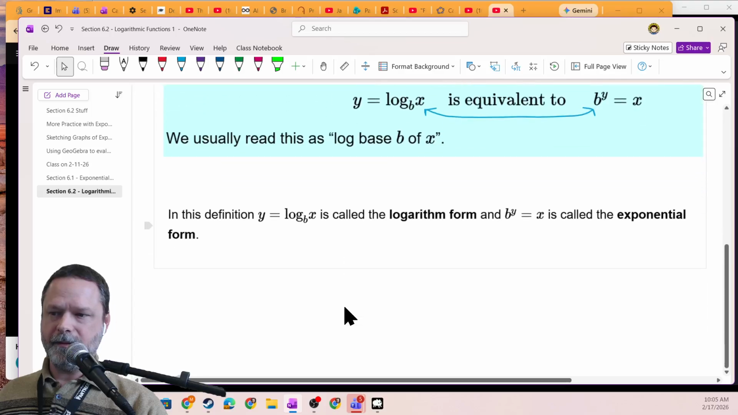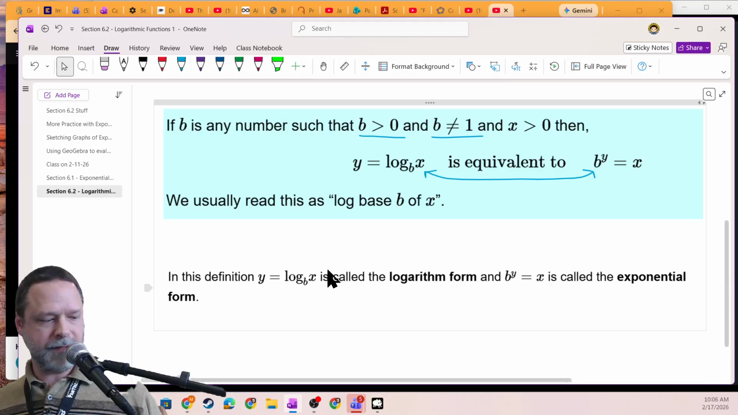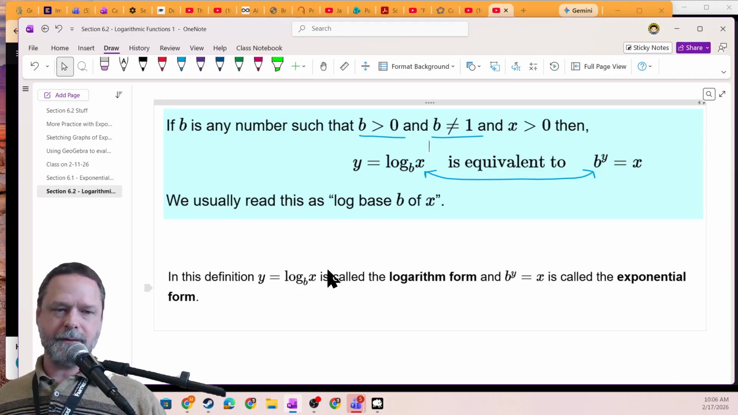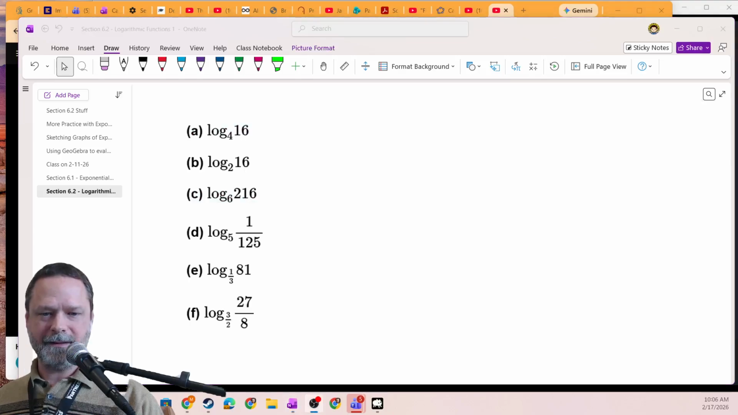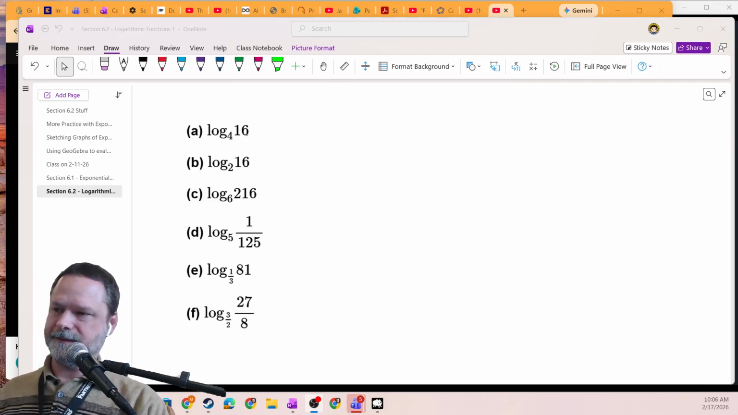All right. So with that in mind, let's do some problems. Let's look at a couple of problems and see if we can compute some logs. All right, here are some problems. Let's see how many we can get done in a few minutes.